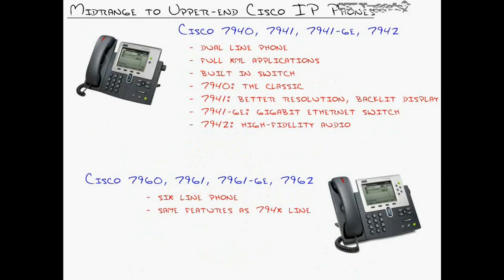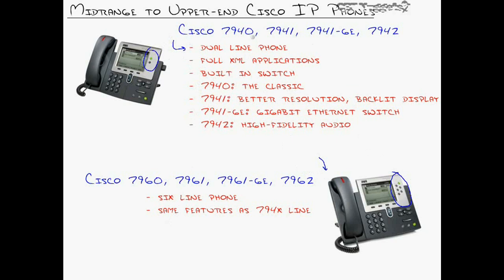Now, the 7940 and 60, the primary difference is this one has up to 2 lines support, and this one has up to 6 lines. Now, you'll know how many lines a Cisco IP phone supports just by looking at the side right here. These buttons show 2 buttons, that's 2 lines. This one supports up to 6 lines.